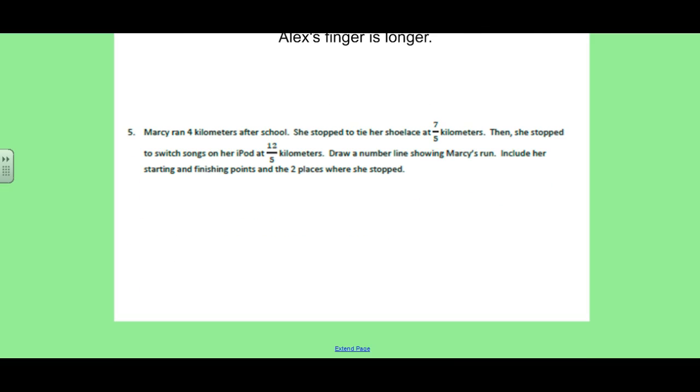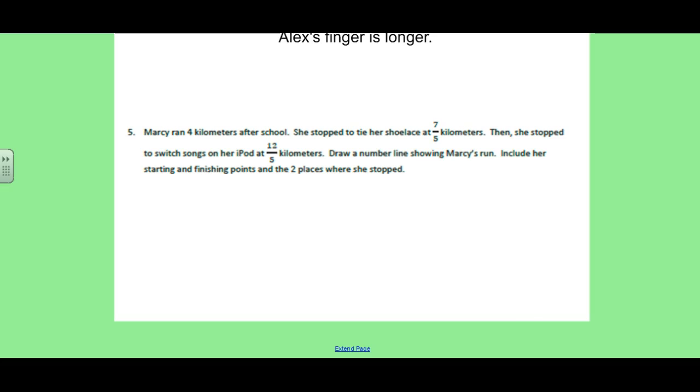Okay, so now we're ready to move on to number 5. It says Marcy ran 4 kilometers after school. She stopped to tie her shoelace at 7/5 kilometers. Then she stopped to switch songs on her iPod at 12/5 kilometers. Draw a number line showing Marcy's run. Include her starting and finishing points and the 2 places where she stopped.